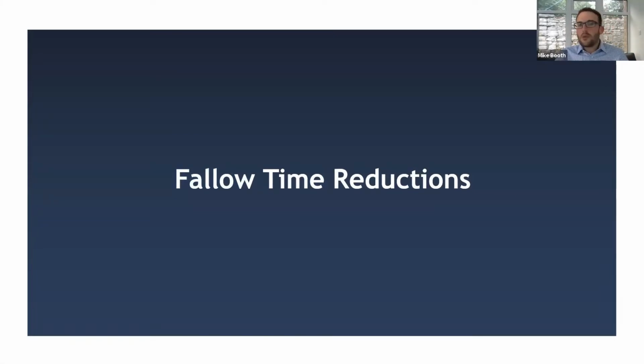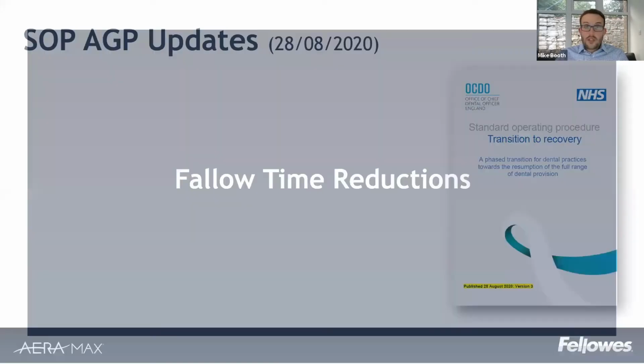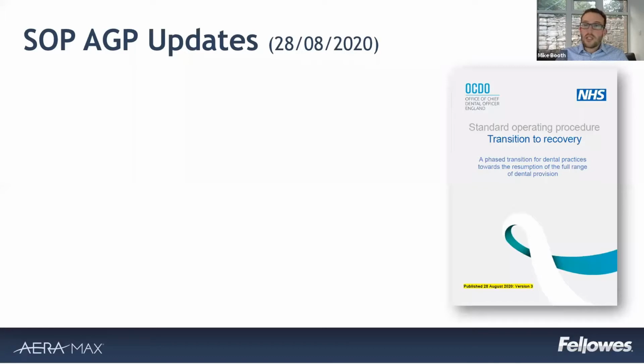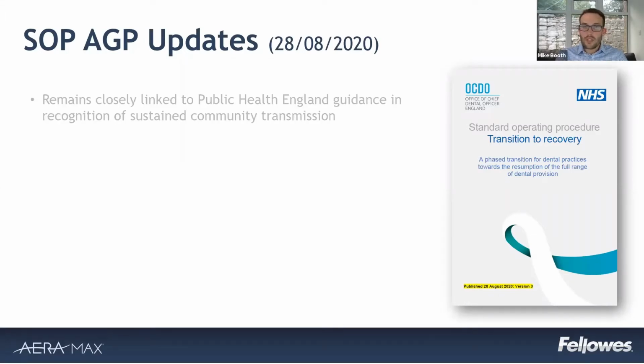The first thing that we want to dive into in a little more detail is the published guidance in terms of fallow time reductions. The first thing is really looking at the standard operating procedure document titled Transition to Recovery, which was updated. Version 3 was released just last week, on the 28th of August, with some really clear guidelines that have been updated as part of this overall document.